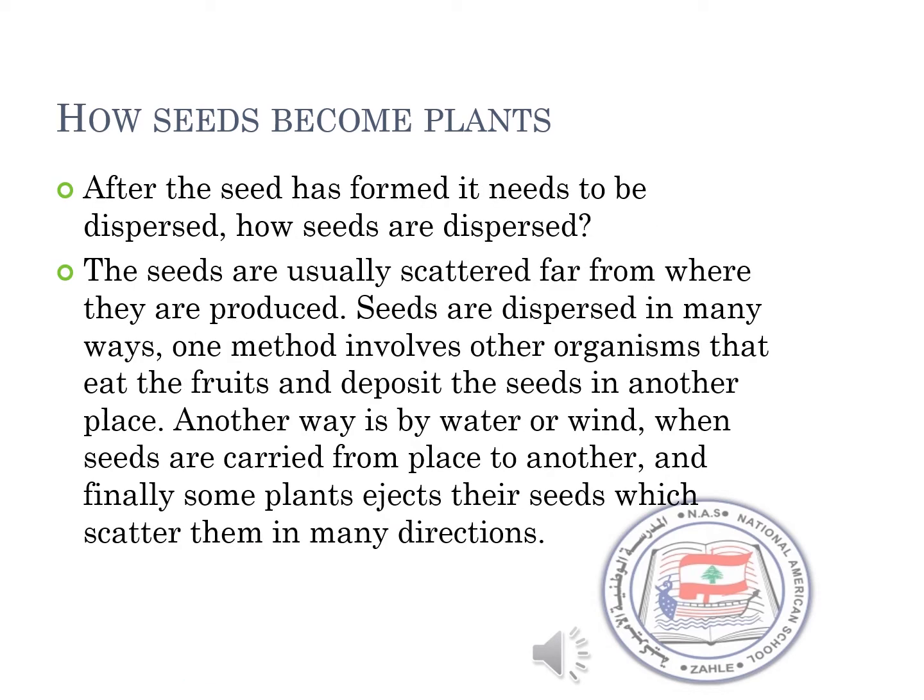After the seed has formed, it needs to be dispersed. How are seeds dispersed? The seeds are usually scattered far from where they are produced. Seeds are dispersed in many ways. One method involves other organisms that eat the fruits and deposit the seeds in another place. Another way is by water or wind when they are carried from one place to another. And finally, some plants eject their seeds, which scatter them in many directions.